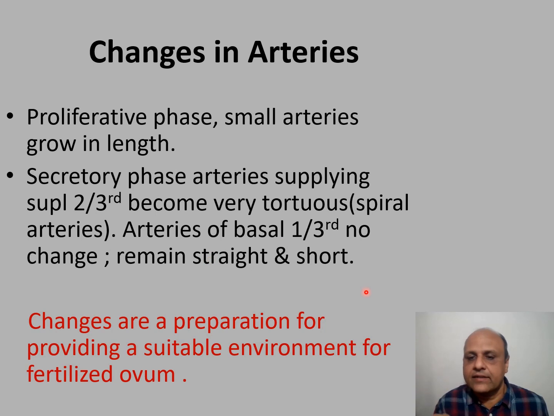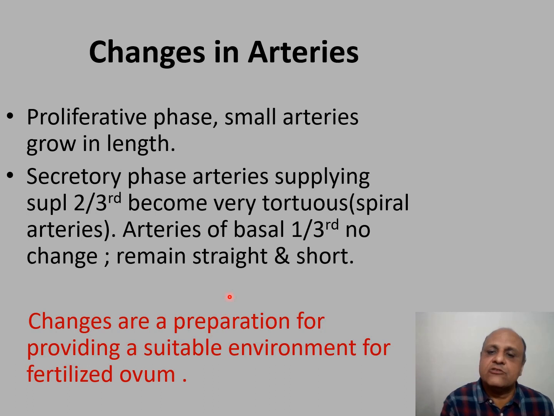So we have seen that the thickness of the endometrium is increased. We have seen the endometrium can be divided into three layers, and then the changes in the glands are there, that cells become columnar and then again they become cuboidal. Here we see the fourth change is also in the arteries, that in the secretory phase, the arteries supplying the superficial 2/3 become very tortuous, and they are called spiral arteries.